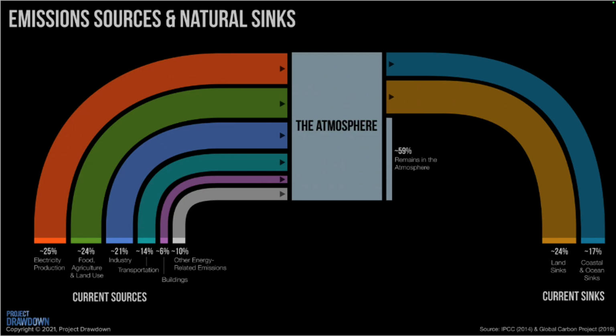This image from Project Drawdown shows the sources of greenhouse gas emissions on the left and the sinks on the right. So we can see that about 40% of the greenhouse gases are absorbed or sequestered by land sinks and coastal and ocean sinks. So these are healthy, either terrestrial ecosystems like forests or coastal and ocean ecosystems. These natural processes have protected us for a long time, but now there's evidence that the amount of carbon dioxide absorbed or sequestered naturally is starting to slow down.